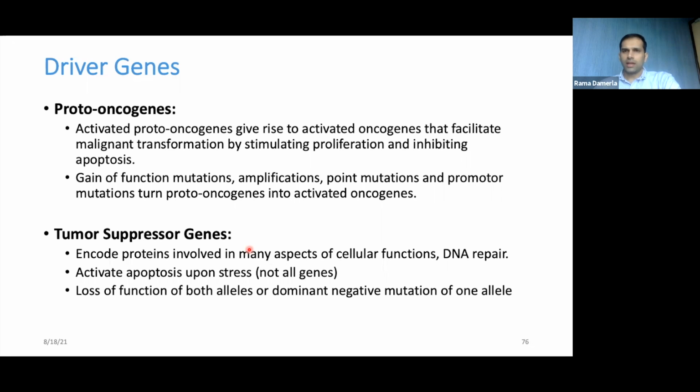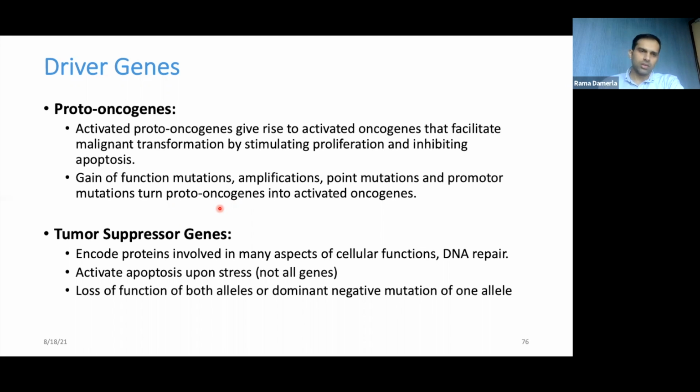Based on the kind of mutations that occur in different genes, the cancer predisposition genes are classified into proto-oncogenes and tumor suppressor genes. These proto-oncogenes have to be activated by mutations to give rise to cancer. Most of these mutations are gain of function mutations, amplifications or point mutations, and promoter mutations that turn the switch on. So these proto-oncogenes become activated oncogenes, and then these oncogenes can give rise to tumors.